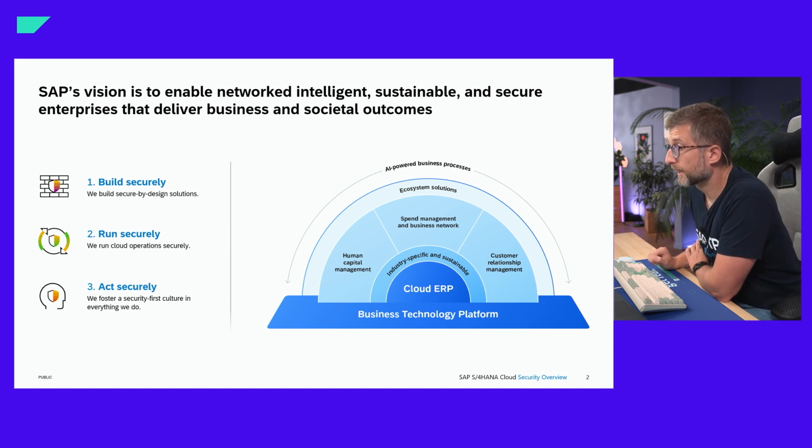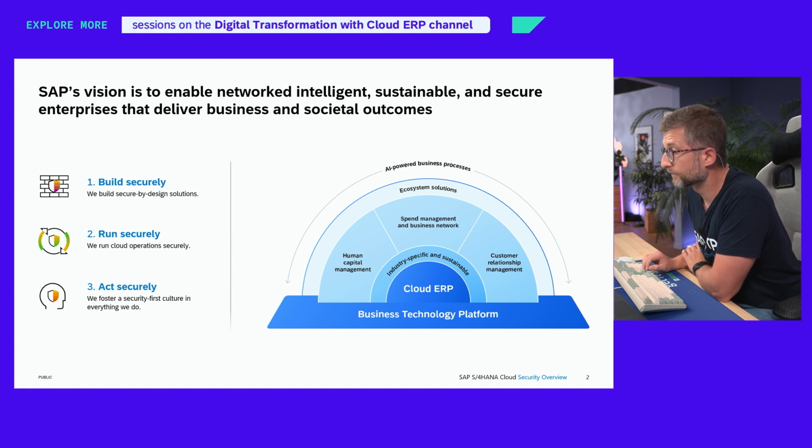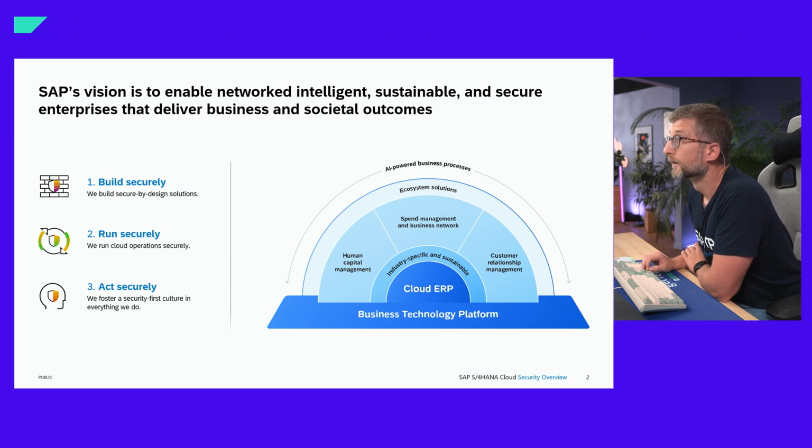Our platform technology provides the foundation of application integration, extension to a robust ecosystem of solutions, and data and AI. While our cloud ERP is at the center, our comprehensive portfolio of solutions and technology helps our customers to meet their business process needs. SAP's goal is to enable our customers to become an intelligent, sustainable, and secure enterprise. To achieve this, we have divided our presentation into 3 sections: how we develop secure software products, how we operate secure cloud products, and how we foster a culture at SAP with security at its core.